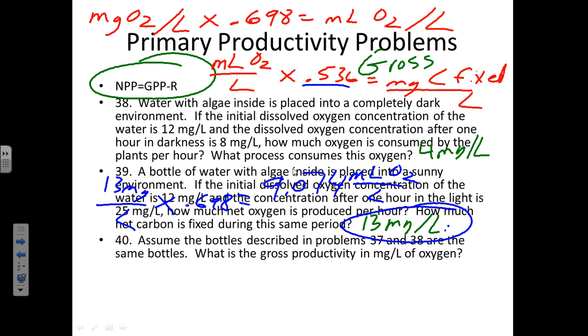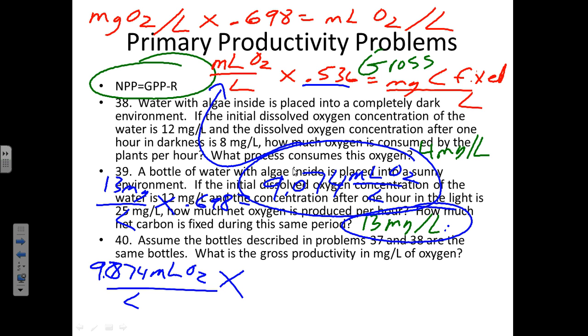Then we're going to take this answer and substitute it right there into that second formula. And that second formula says take your milliliters of oxygen times 0.536, and that gives you how many milligrams of carbon were taken in, were fixed by the plants. And that comes up to be 4.86.